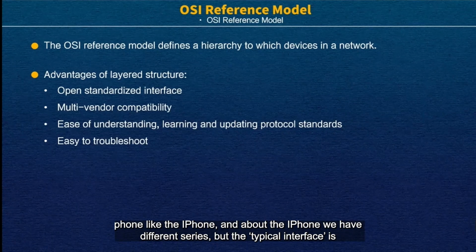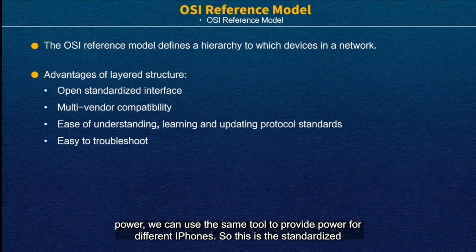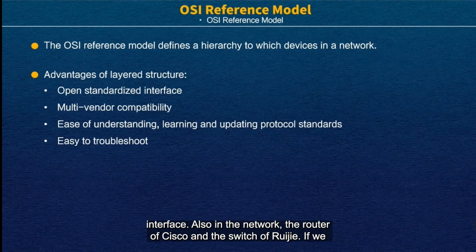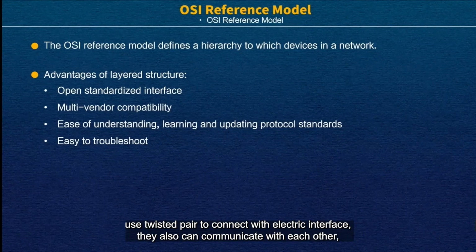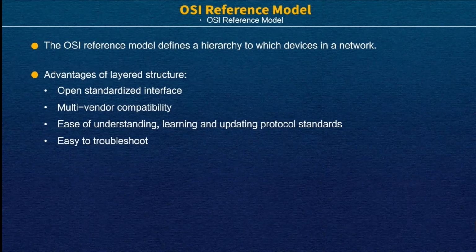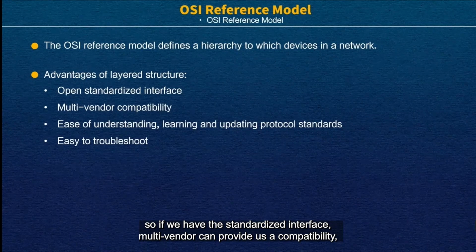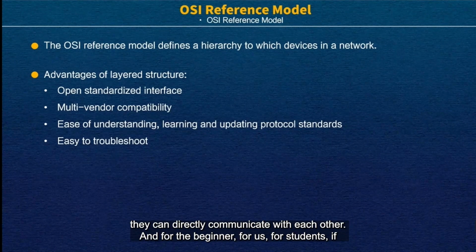And about the iPhone, we have different series. But the typical interface is power. We can use the same power to provide for different iPhones. So this is the standardized interface. Also in the network, the router from Cisco and the switch from Ruijie, if we use a twisted pair to connect with the electric interface, they also can communicate with each other. So if we have the standardized interface, multi-vendor can provide compatibility. They can directly communicate with each other.